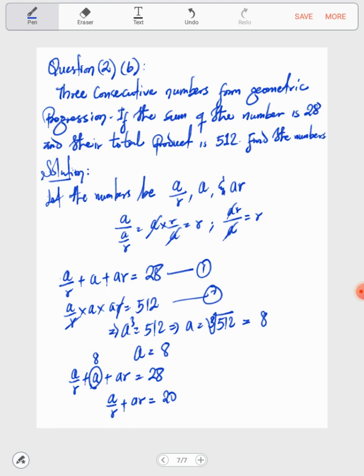Again, we said a is 8, so we have 8 over r plus 8r equals 20. If I multiply through by r, I have 8 plus 8r squared equals 20r. If I write this, that's 8r squared minus 20r plus 8 equals 0. So I'm having a quadratic equation to solve. I can divide through by 4, so I have 2r squared minus 5r plus 2 equals 0.